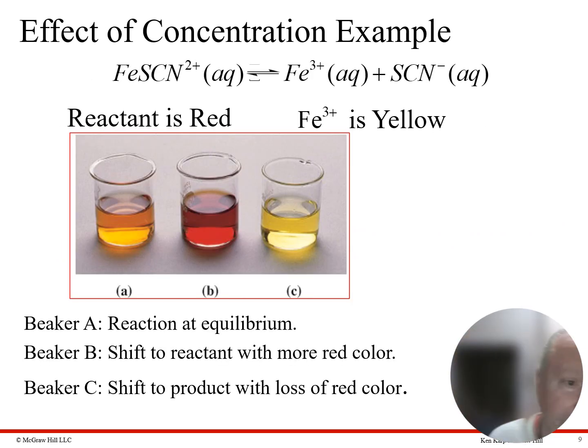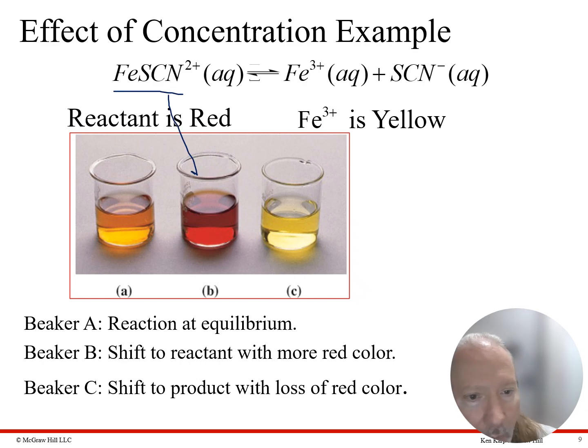This is a neat reaction. The color can tell us some things about what's going on. We know the reactant is red and we know that the product is yellow. So when we're more reddish, we probably have more reactants present. If the solution is red, we probably have more reactants present. If the solution is yellow, we probably have more products present. So we look at B, we know that we must therefore be on the left-hand side and we must have more reactants.